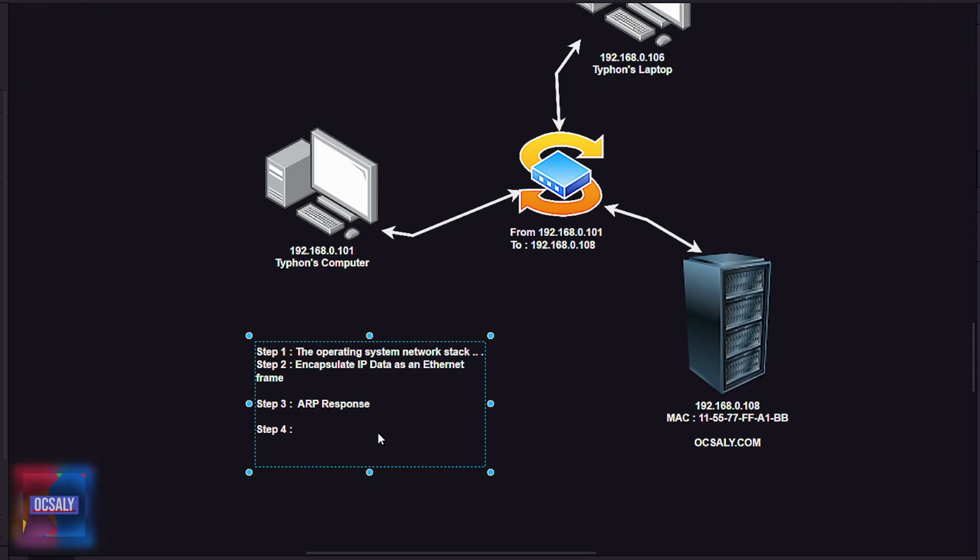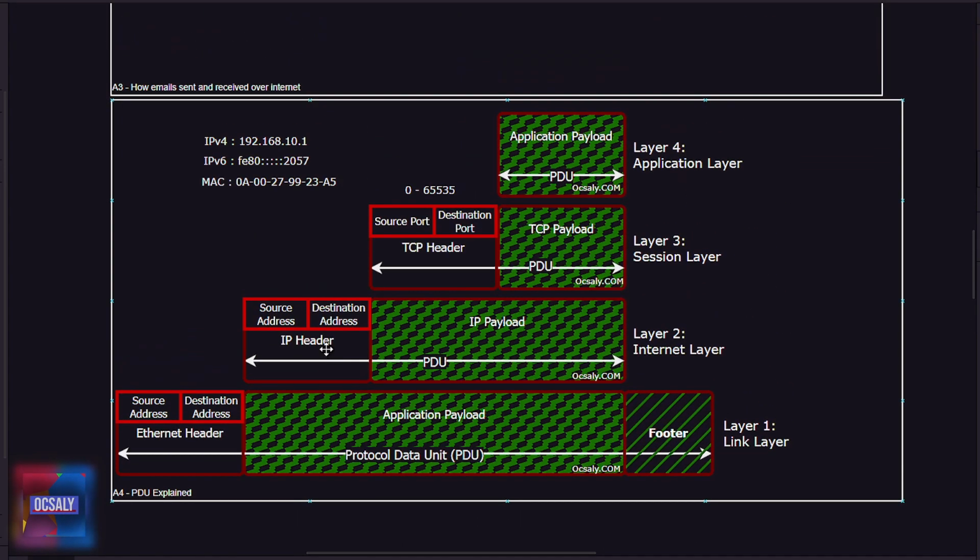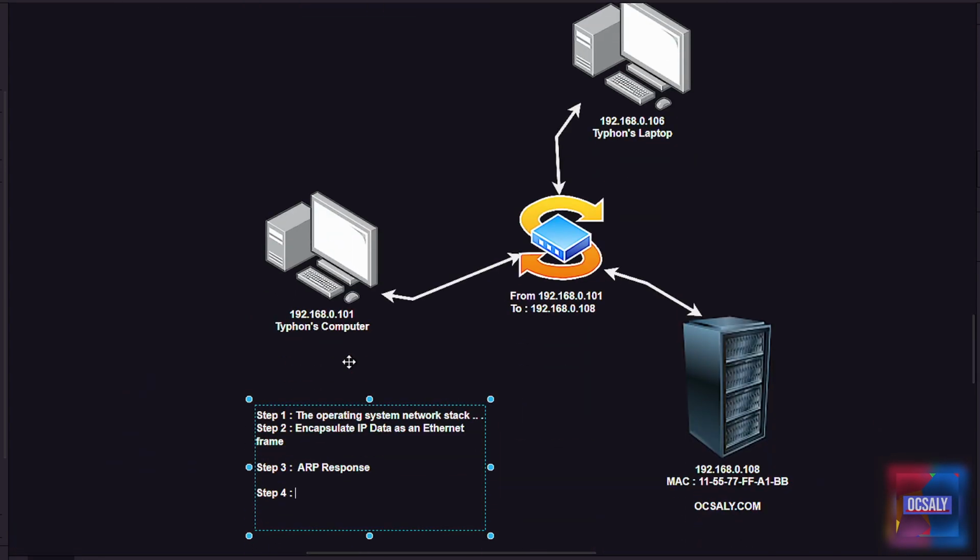And step 4 is that, lastly, the switch forwards the frame to the destination node, which unpacks the IP packet and verifies that the destination IP address matches. Then the IP payload is extracted and passed up the stack to be received by the waiting application.